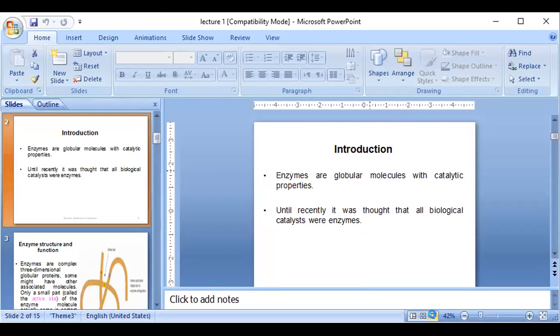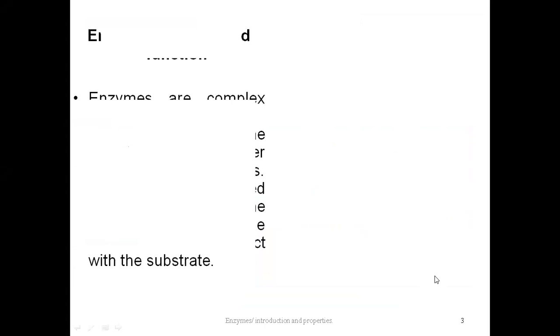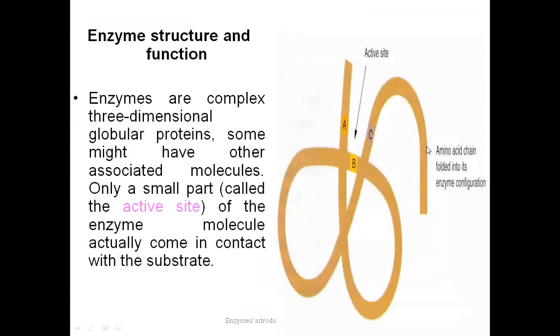prosthetic groups. Right, introduction. The enzymes are actually molecular substances. Enzymes are globular substances or molecules with catalytic properties. Until recently, it was thought that all the biological catalysts are enzymes, but now it is not so. This is the enzyme structure. I just told you the question: write a note on the active site.